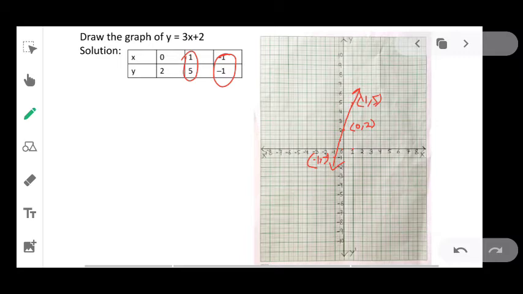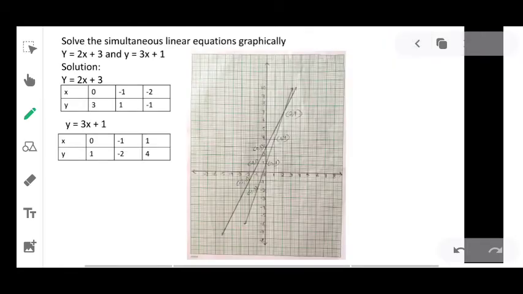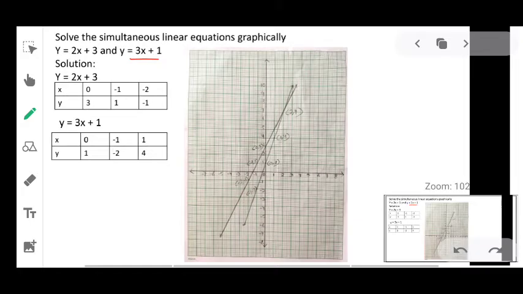Clear? Next question. Solve the simultaneous linear equations graphically: y equal to 2x plus 3 and y equal to 3x plus 1. So y equal to 2x plus 3. Now take some values of x. When x equal to 0, y is 3. When x is minus 1, y is 1. And when x is minus 2, y is minus 1. Now we'll draw the lines. We'll plot the points 0, 3; minus 1, 1; minus 2, minus 1 on this graph. So 0, 3.